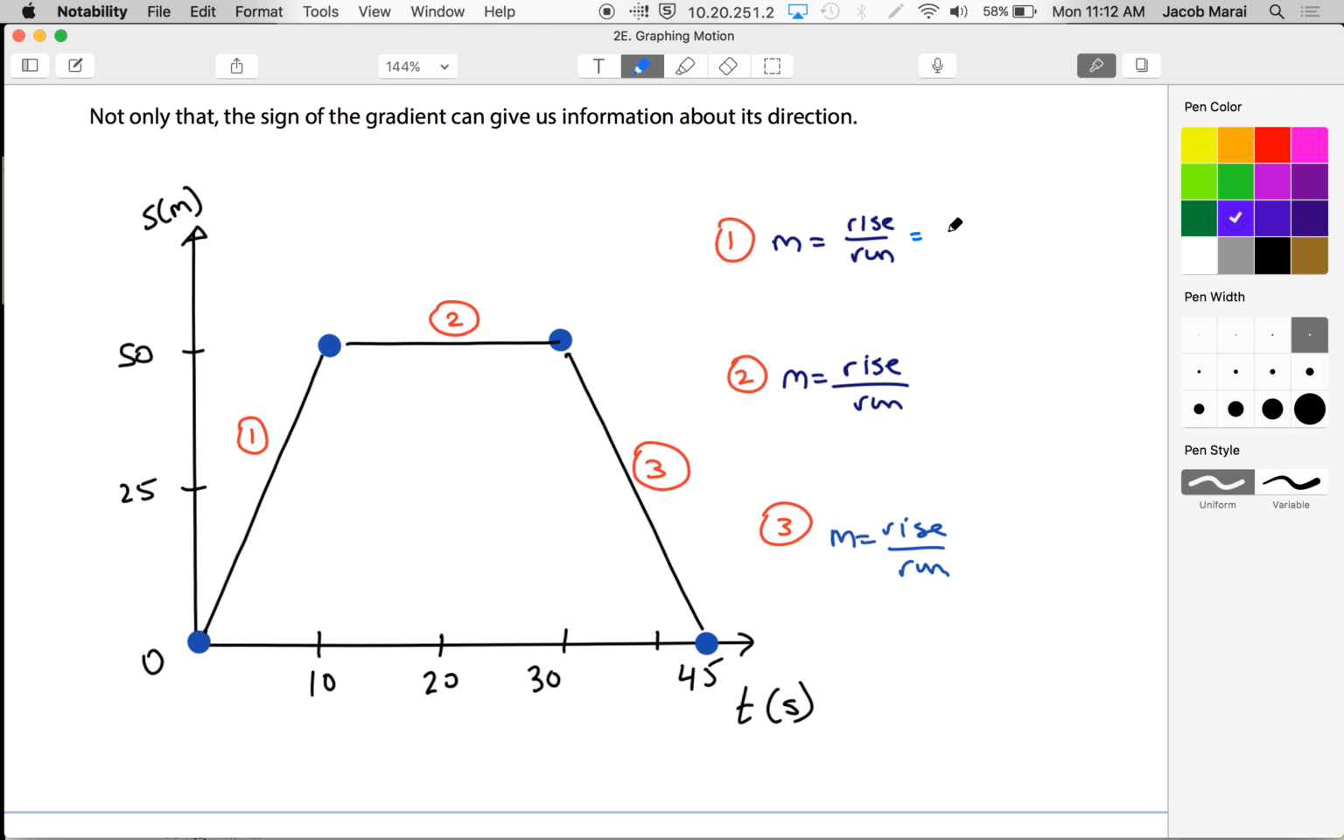Rise over run. Now let's go plus 50 over 10 equals plus 5 metres per second. The next one obviously is 0 over 35, which is 0 metres per second.